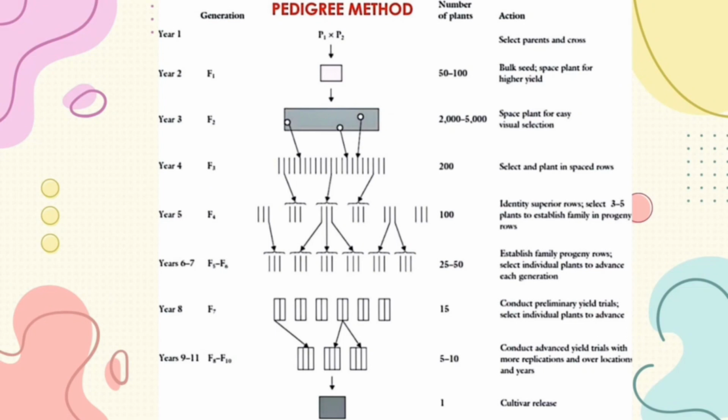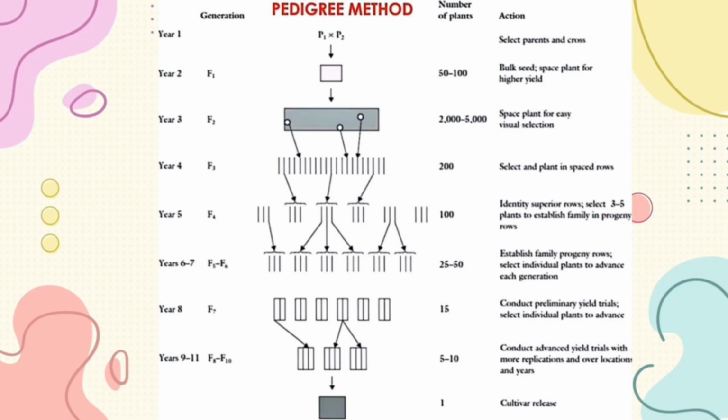In year 4, the F3 and F4 individual plant progenies are space planted, with selection from within and between the progeny rows. If two or more progenies are similar, only one is retained. In year 5, F5 progenies are planted in multi-rows for visual comparison, with superior progenies harvested as homozygous and segregated progenies discarded unless outstanding segregants are present. In years 6 until 7, generations F5 and F6 will establish family progeny rows. Select individual plants to advance each generation.